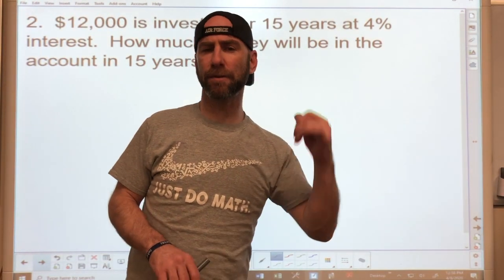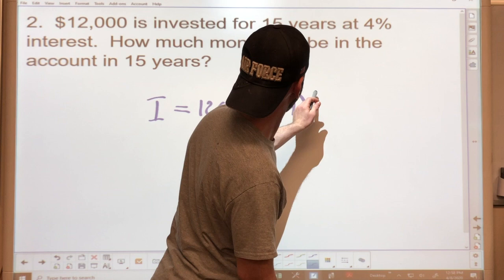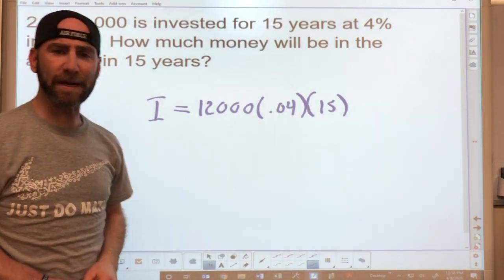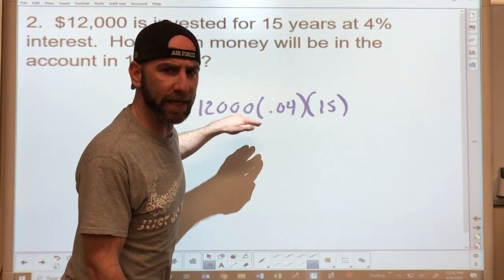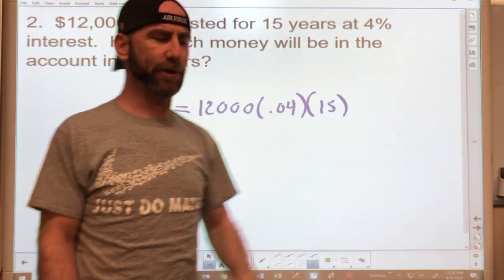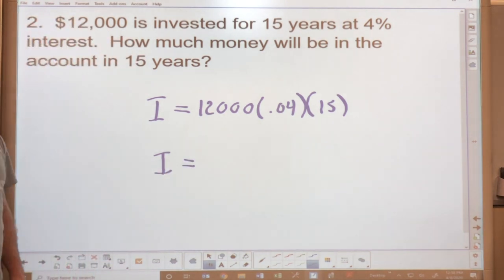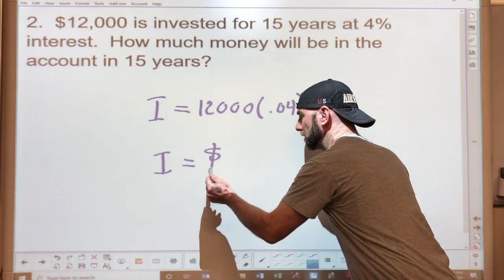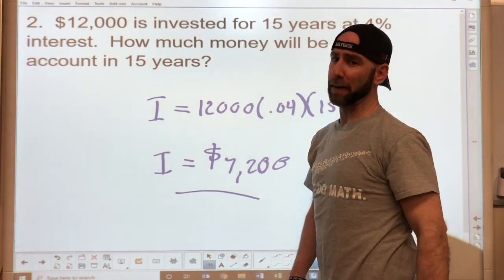Again, pause if you need to tackle that. Pop the information into the formula. Principal, interest for 15 years. Plug it into the calc all in one line. Enter. This situation is going to earn you $7,200 over the course of 15 years. Not bad.